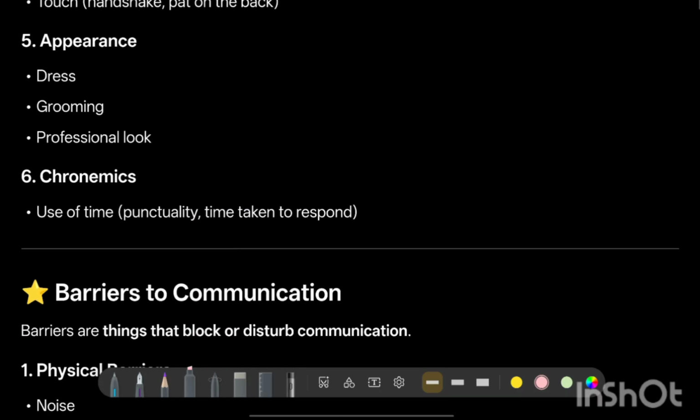Appearance. So if we talk about appearance, there is dress, grooming, and professional look. Dress is really important, because dress defines your personality. Also, how well you're dressed gives you confidence. If you are dressed very well in comfortable clothes, you feel really good, and even people appreciate you.